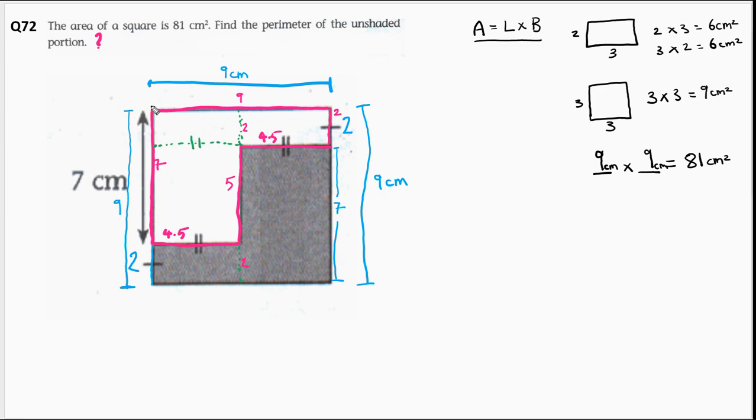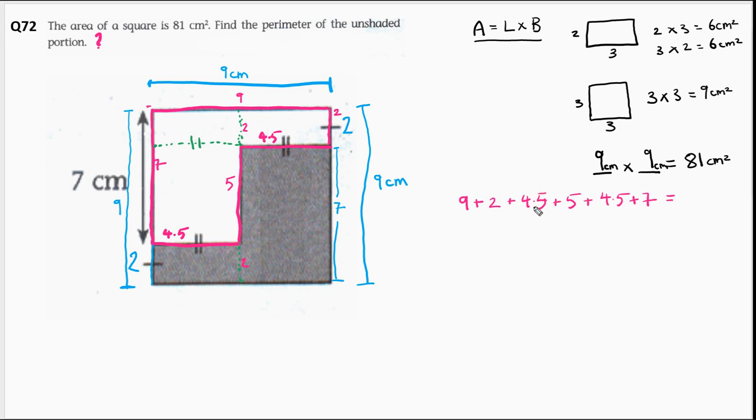You need to pick a place to start. Let's say I start here and go round. I've got 9 plus 2 plus 4.5 plus 5 plus 4.5 plus 7. Okay, and you just need to add all of those up whichever way you might like to do it.